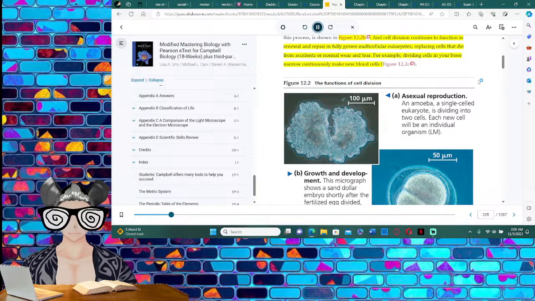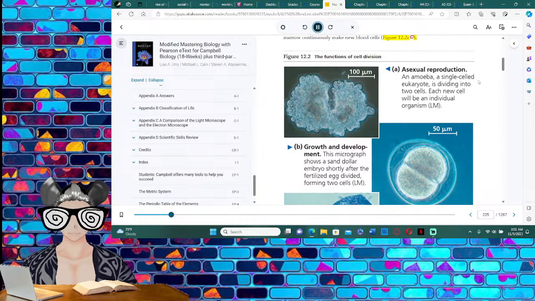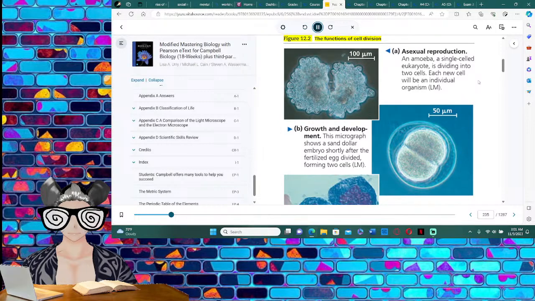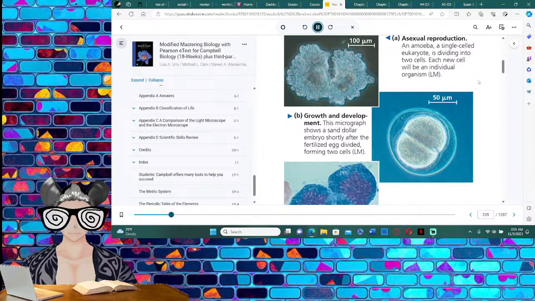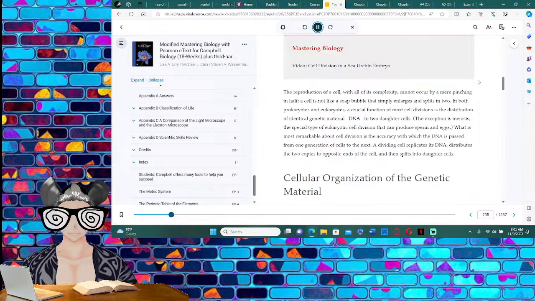And cell division continues to function in renewal and repair in fully grown multicellular eukaryotes, replacing cells that die from accidents or normal wear and tear. For example, dividing cells in your bone marrow continuously make new blood cells. Figure 12.2c. Figure 12.2 The functions of cell division: reproduction, growth and development, and tissue renewal.